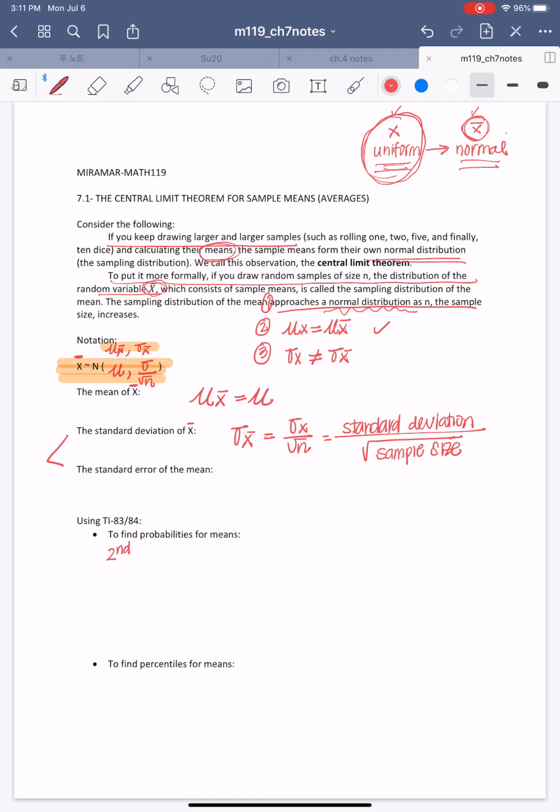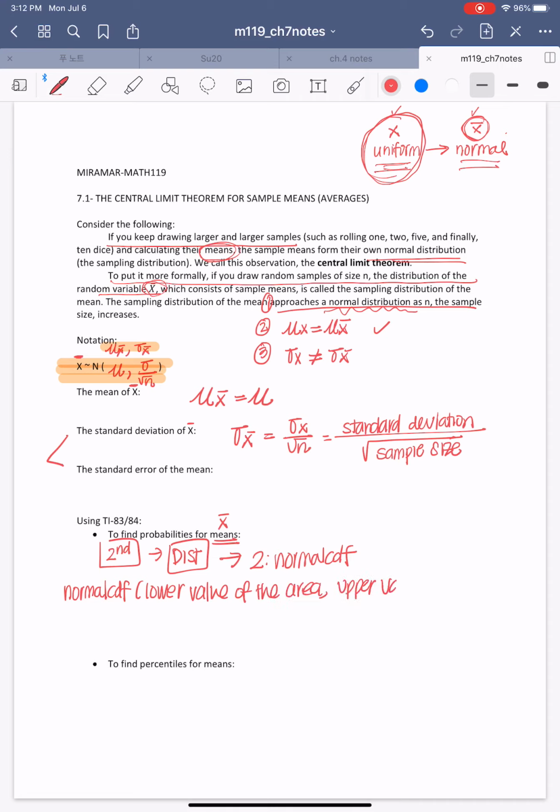So your x bar, for the mean x bar, to calculate the probability, because it's a normal distribution, you're gonna press the second key, distribution, number 2, normal CDF, and then just like we did in chapter 6, you need 4 numbers in order to put in normal CDF, which is a lower value of the area, upper value of area, and the mean and the standard deviation.